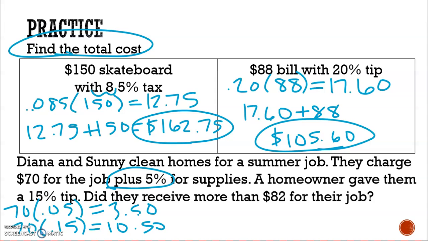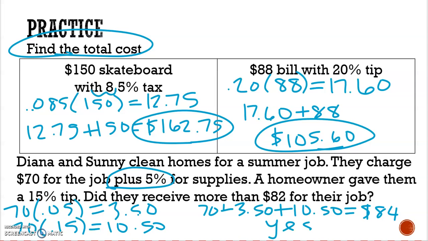So that means they get paid the 70, they get paid the $3.50, and they get paid the $10.50. So we're going to add up those 3 numbers, the 70, the $3.50, and the $10.50, and that is $84. So that means, yes, they are making more than $82 since they made $84.